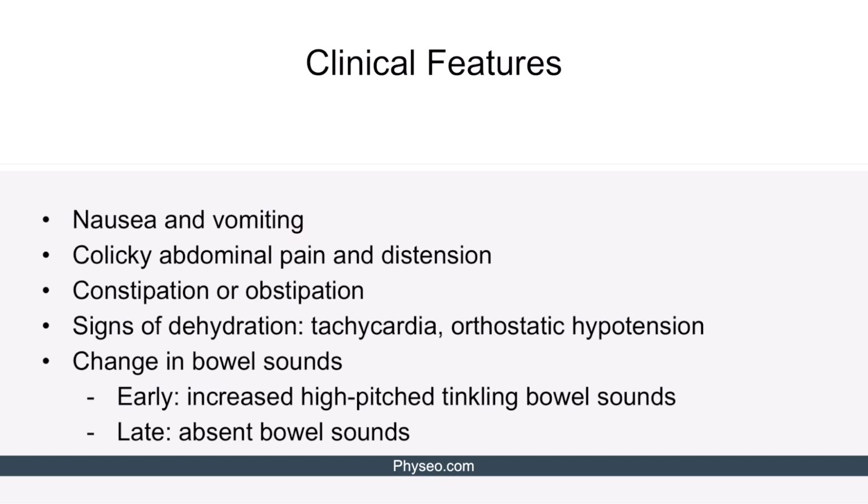The clinical features of small bowel obstruction include nausea, vomiting, colicky abdominal pain, and abdominal distension. In addition, patients may experience constipation or obstipation, which is a complete inability to pass stool or gas. Patients may also present with signs of dehydration secondary to vomiting and loss of fluid in the bowel lumen. These signs can include tachycardia and orthostatic hypotension.